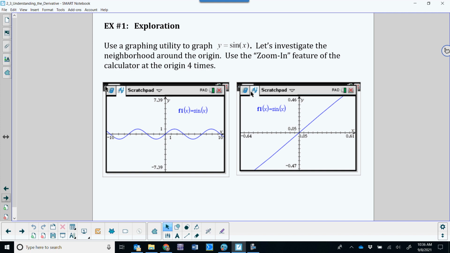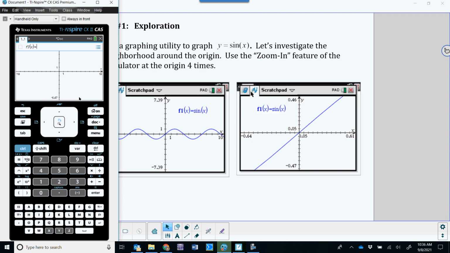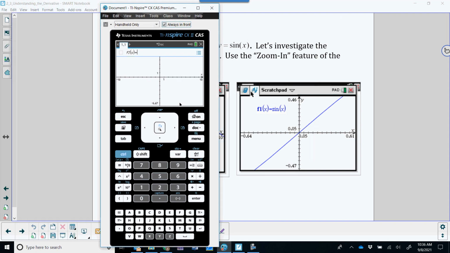So what you need to do, and I'm actually going to do this on the calculator and not just show you those two graphs, is graph sine x. So again, be on a graph page, so just hit pause if you need to. You're just going to graph sine x and hit enter, and you're going to see that graph. Do not use the scratch pad. I know those things say scratch pad, but I'd rather you not ever use it. So just do this on a document.